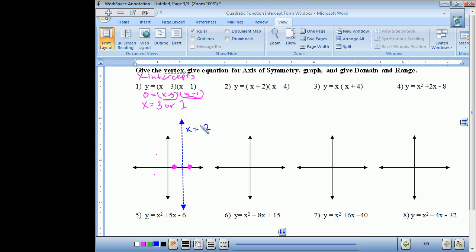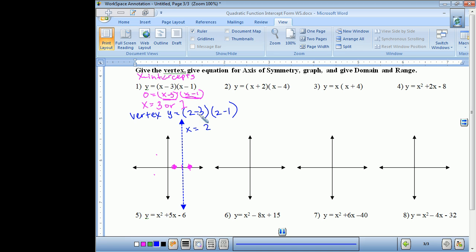So, if we know it's on here, if we know the x value is 2, could we plug that back in to figure out the y value? All right, so let's find the vertex now. To find the vertex, we're going to say y equals, let's plug in this 2, because we know the x value is 2. So what is 2 minus 3 times 2 minus 1?